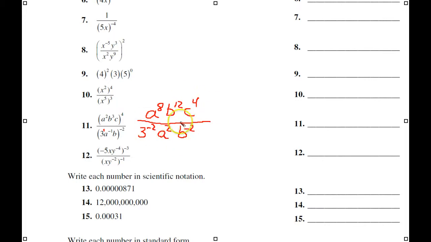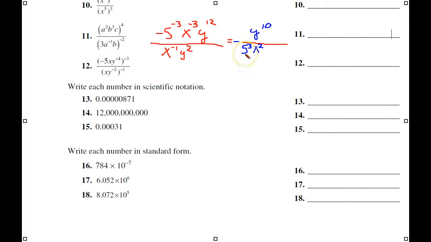Now, we want to simplify if we can. This 3 to the negative 2 goes up now and becomes a 9. We subtract 2 from 8, and that becomes a to the 6th. We bring this up, and it becomes positive, so that becomes b to the 14th. And it's c to the 4th. Okay. And we'll move it up.